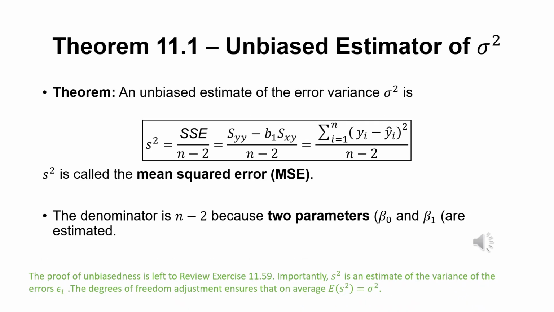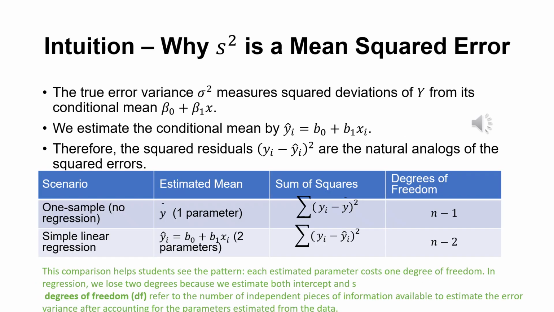Theorem 11.1 states that an unbiased estimate of the error variance sigma squared is given by s squared. This equals SSE divided by n minus 2, also written as S_yy minus b S_xy over n minus 2. This quantity is called the mean squared error, or MSE. We divide by n minus 2 because two parameters, beta_0 and beta_1, are estimated from the data, consuming 2 degrees of freedom. Why is s squared called a mean squared error?